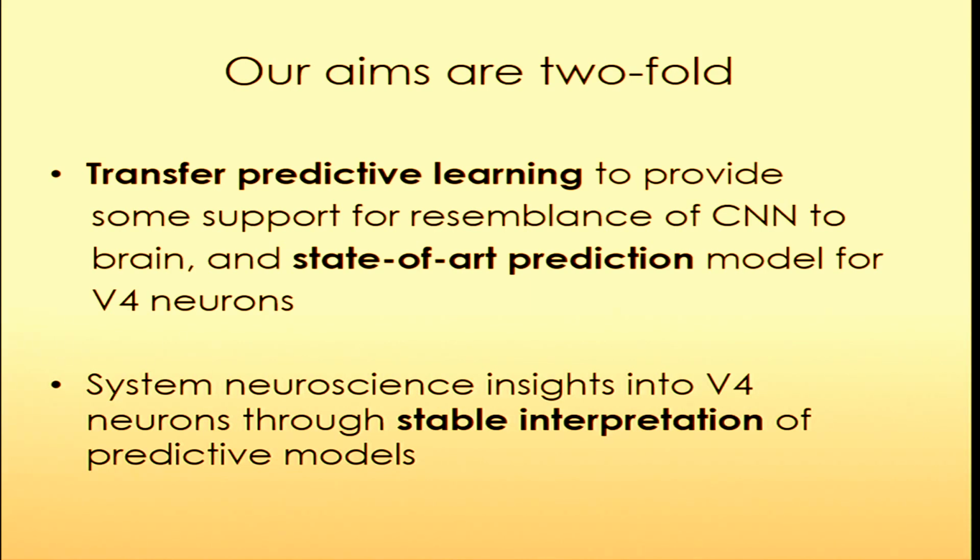So here we can say this is transfer learning, because we're going to take a deep learning model trained on ImageNet, which had nothing to do with experimental data, and we use it as a feature extractor. And we hope to lend some support for the resemblance of CNNs to the brain. First, we benchmark against state-of-the-art prediction models. For V4 neurons there hasn't been a lot of work, and we get the best prediction performance. And now we want to interpret it. We go for the interpretation that's stable across many models.